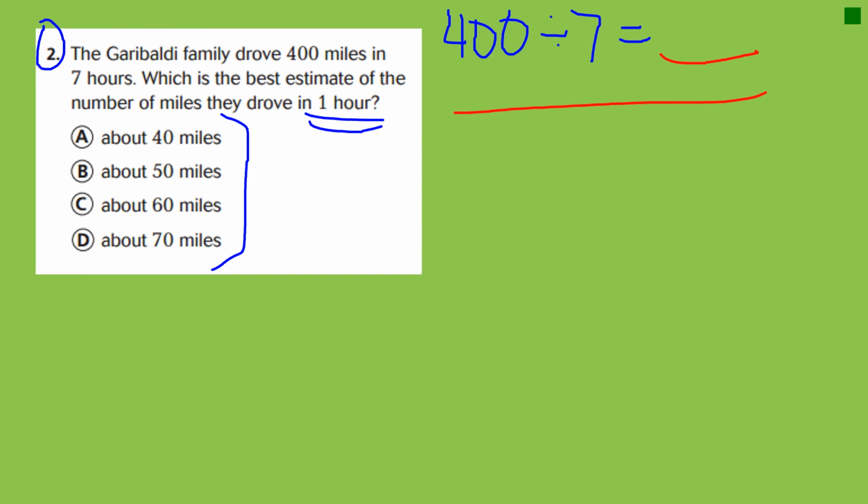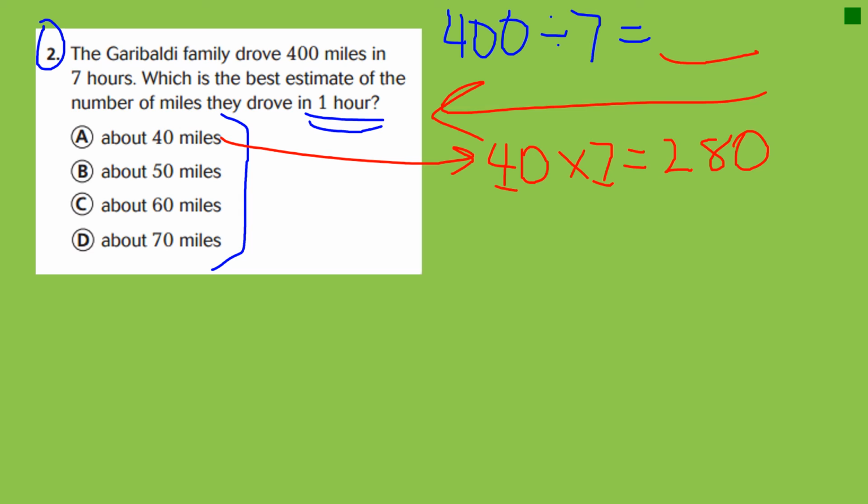For this one, I would use an inverse operation. You remember what that means? The opposite operation? If they drove 40 miles in 1 hour for 7 hours, let's see, 4 times 7, that's about 280 miles. Oh, that's not very close, is it? So basically, guys, I am trying what's going to end up being the quotient, multiplying it by the 7 hours, and seeing if it's anywhere close to 400. Well, that's not very close at all, is it?